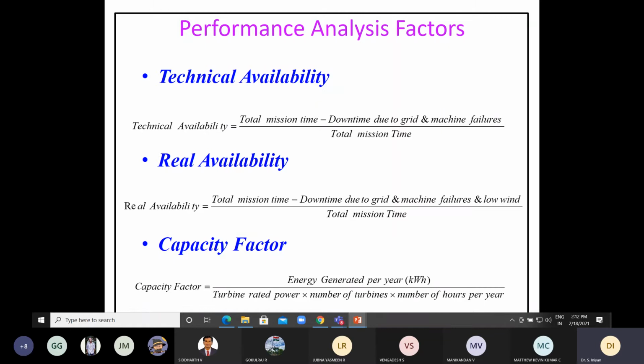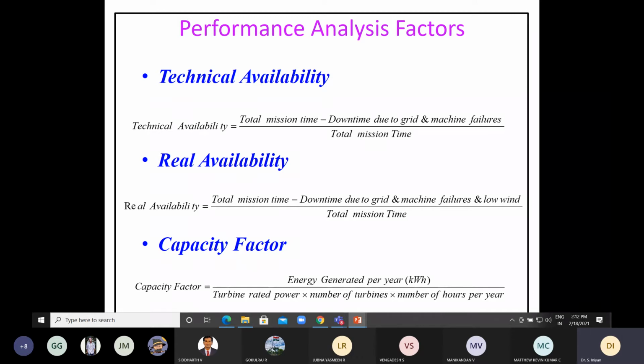Here the capacity factor is the energy generated per year divided by the turbine rated power times the number of turbines times the number of hours per year. The number of hours per year is 8760, and the number of turbines is how many turbines you operate, majorly one turbine for one wind frame, and the turbine rated power.